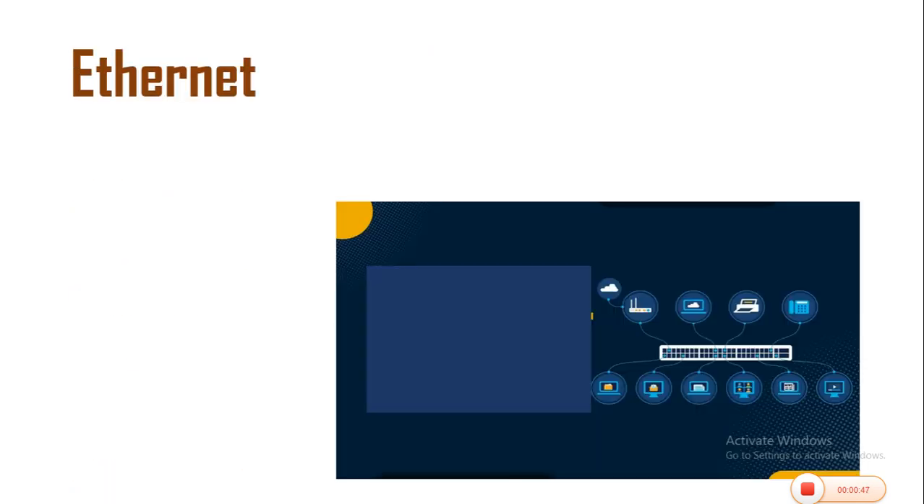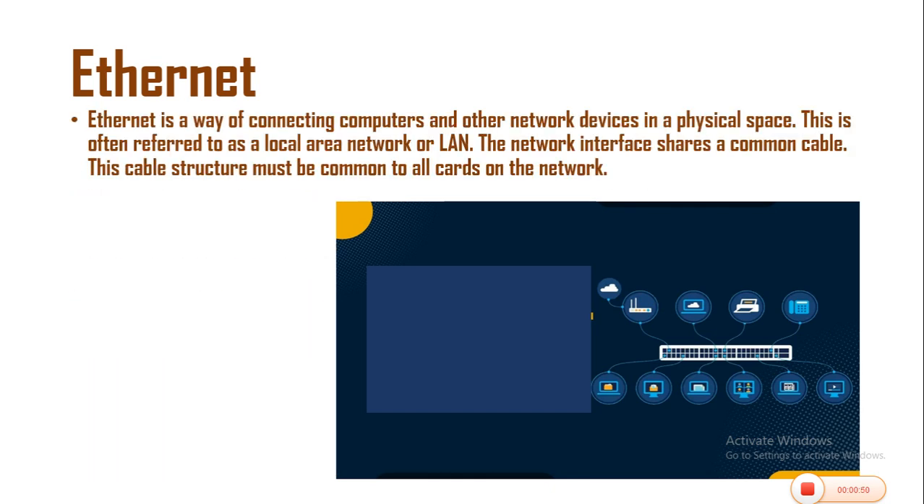The first type of computer network we're looking at is the Ethernet. Ethernet is a way of connecting computers and their network devices in a physical space. This is often referred to as a local area network or LAN. The network interface shares a common cable. The cable structure must be common to all cards on the network. The image on the screen is a sample Ethernet computer network. Here the computers or the devices are connected using a common cable.